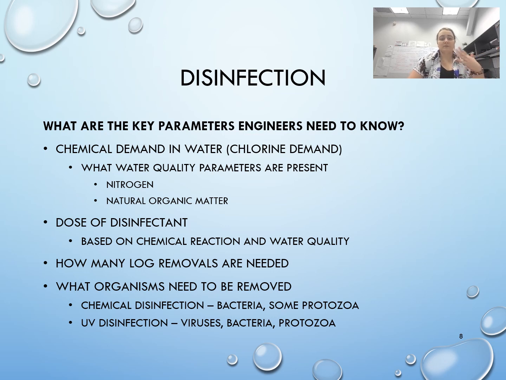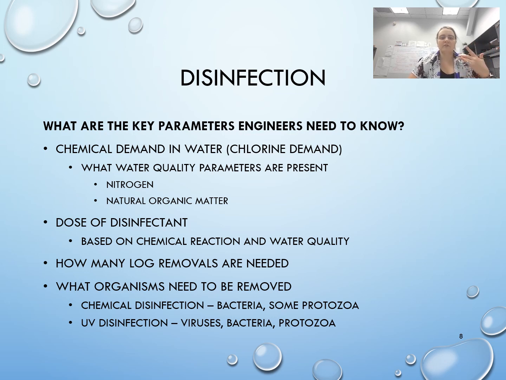And I don't have this on the slide, but when it comes to UV disinfection, you need to look at what we call transmittance. That is how much UV can actually push through that water. If you have very turbid waters, with high turbidity levels, it's going to be harder to disinfect with UV. So that's something to keep in mind. We also need to know how many log removals are needed. We'll talk about this on the next slide.